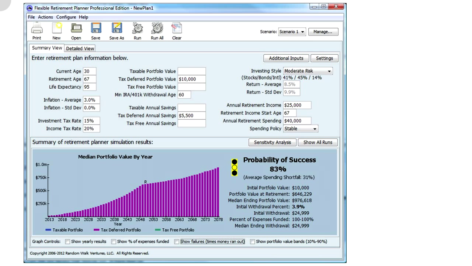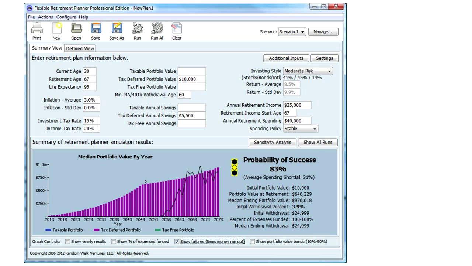Now, some of you are wondering why this isn't a terrific plan because it looks like it doesn't run out of money. Remember, we're looking at the median results. Half of the 10,000 scenarios were worse than this. For insight about that, we'll check the box to show failures.